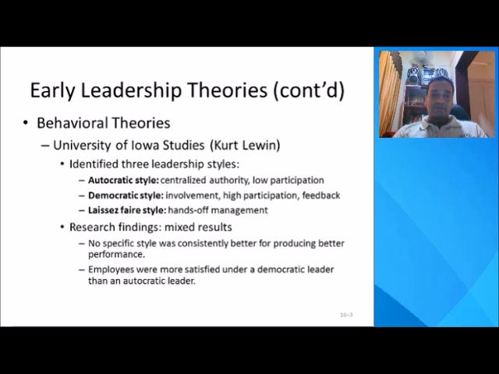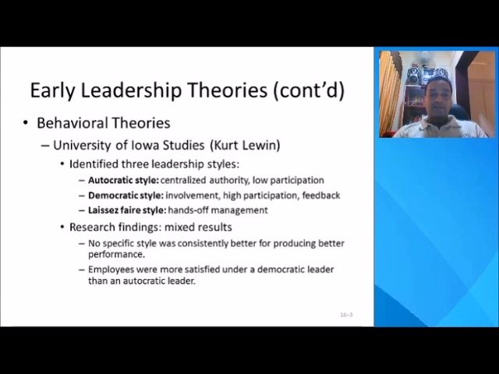The second style is the democratic style, where there is a lot of involvement with the followers in terms of decision making. There was high participation between the leader and the followers, and there was a constant flow of information and feedback to and fro between the leaders and the followers.